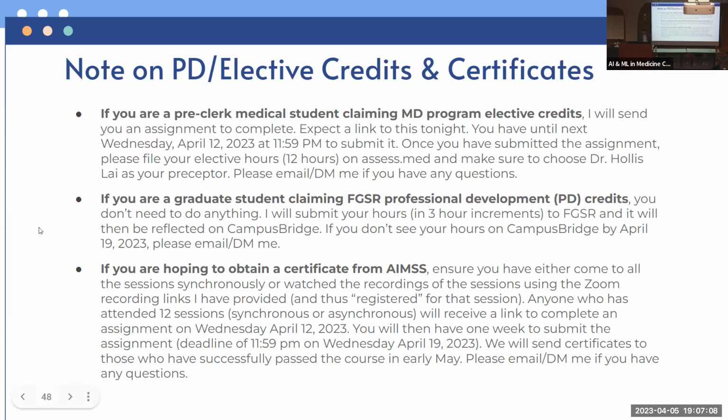We're going to tell FGSR however many hours you've done, and then it's up to them to put on Campus Bridge. So hopefully they will be pretty quick with this, but if you don't get this by April 19th, let us know. If you are getting a certificate from AIMS, and this is the AIMS-U Alberta, so the University of Alberta branch, not the university itself, I'm going to say this again.